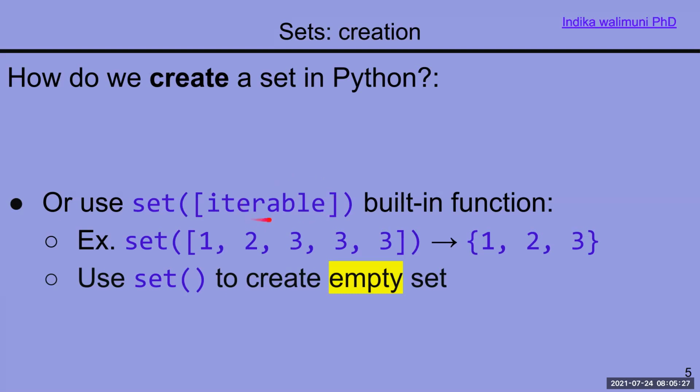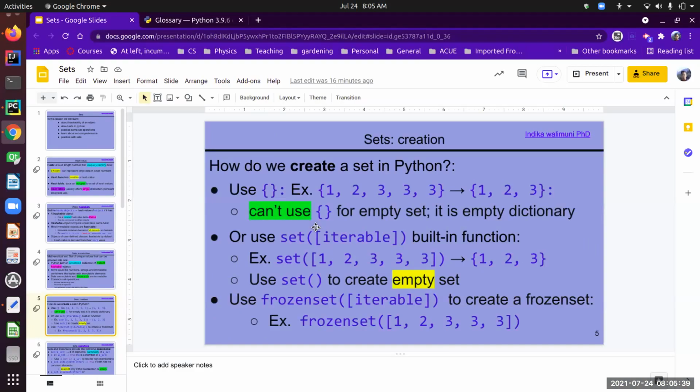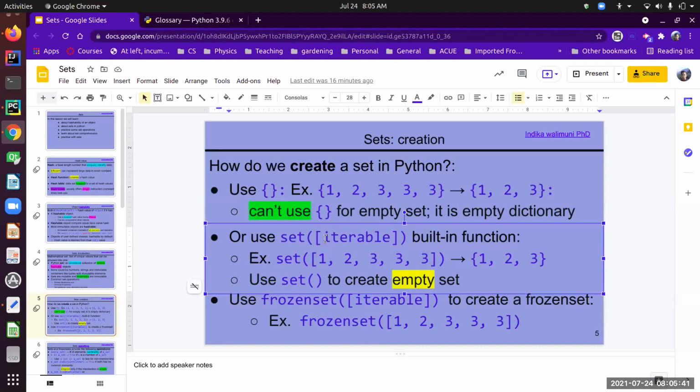There shouldn't be this mark over here, so let me quickly adjust that. It's not a square bracket, just the iterable.